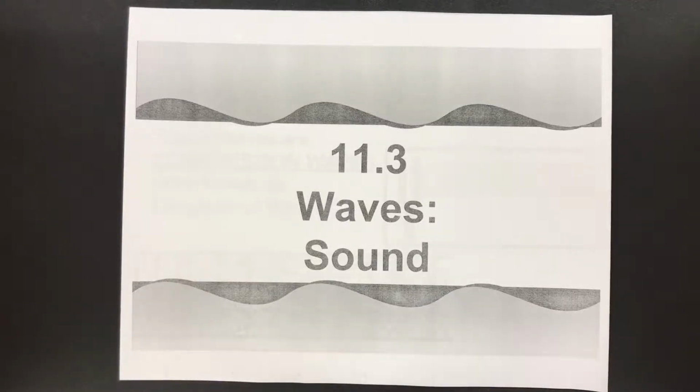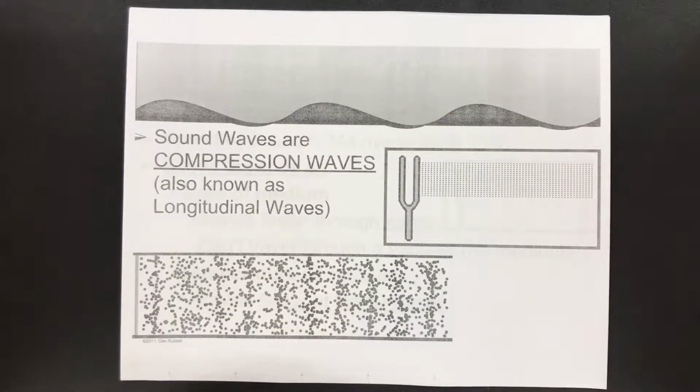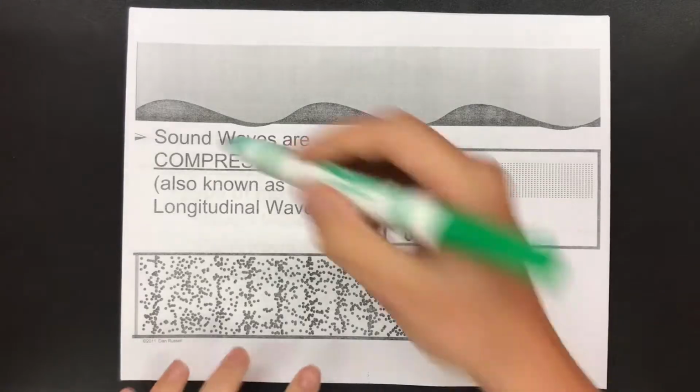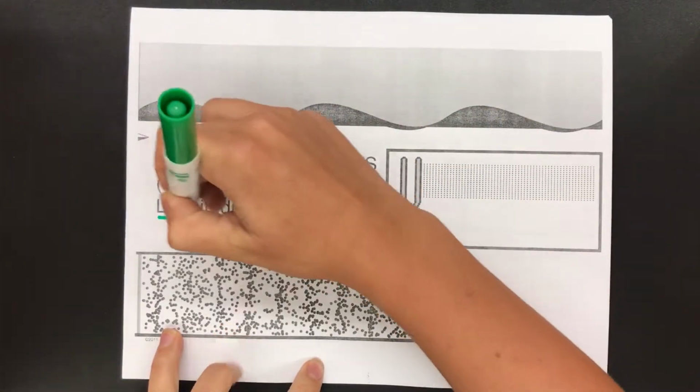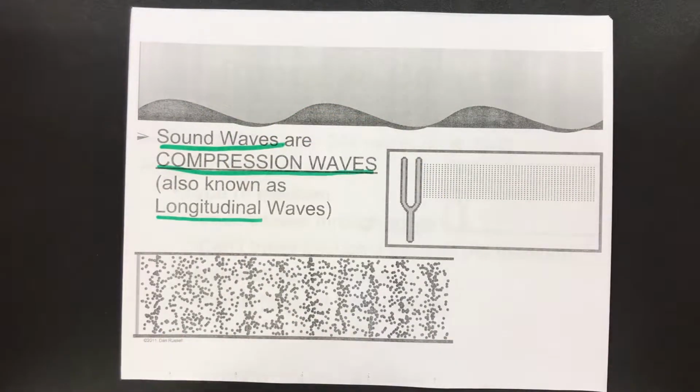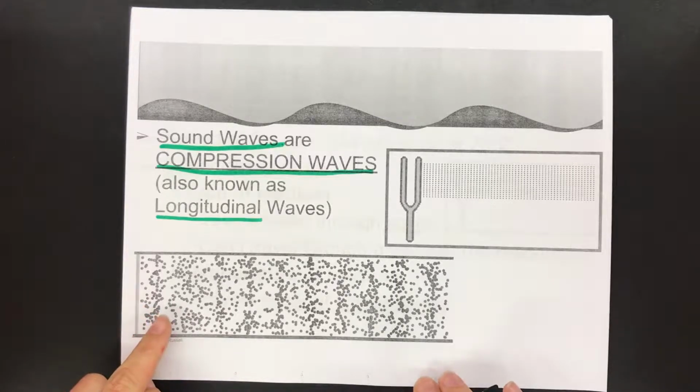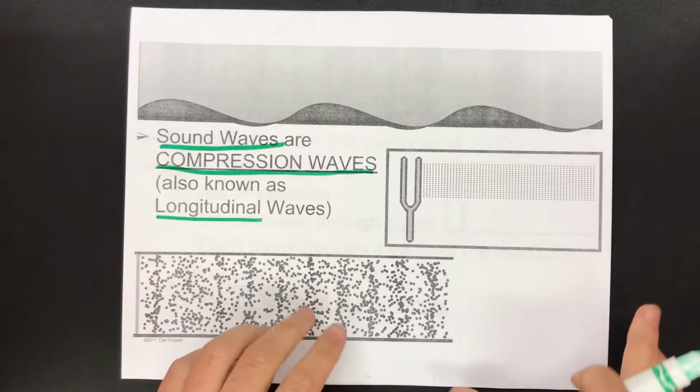11.3, we are still dealing with waves, but we're going to get a little bit more specific here with sound. So how does sound travel? How are you able to hear my voice right now? Sound waves, first off, are compression waves, also known as longitudinal waves. This just means we're able to hear sound because all it's doing is vibrating particles. So that vibration is passing through the different particles in the medium.